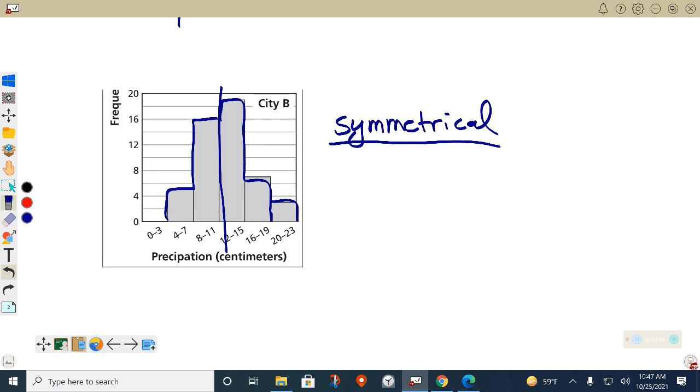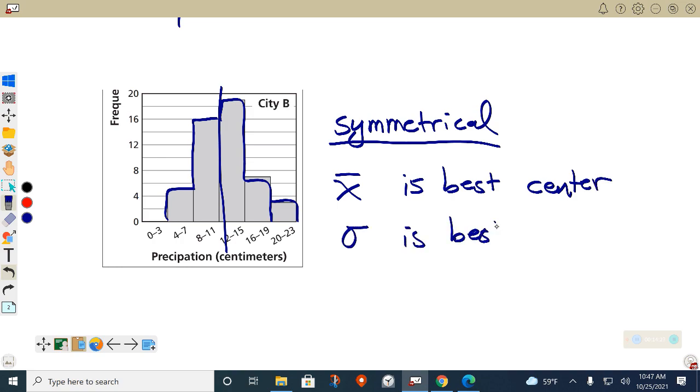So for that example, x bar, which is the mean, would be the best center. You don't have to write this down, just want to discuss this. And the standard deviation is the best measure of variation.